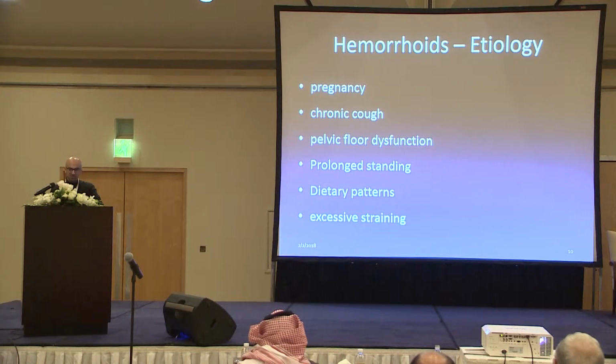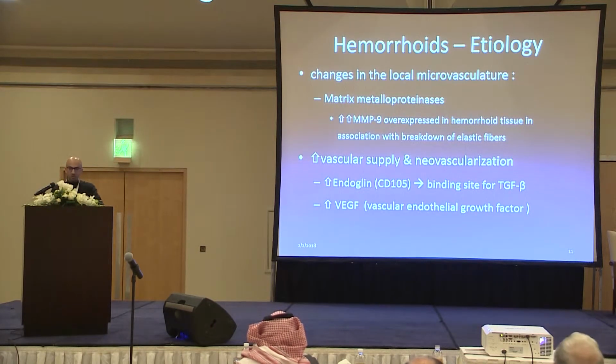There are precipitating factors for hemorrhoids. Any cause that increases intra-abdominal pressure or straining will be a precipitating factor for hemorrhoids. That includes pregnancy, chronic cough, prolonged standing, and excessive straining. At the molecular level as well, there are some changes. Studies have shown that in hemorrhoid specimens, matrix metalloproteinases are overexpressed in these samples.